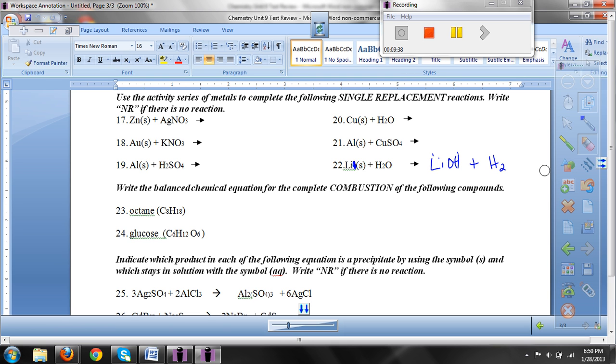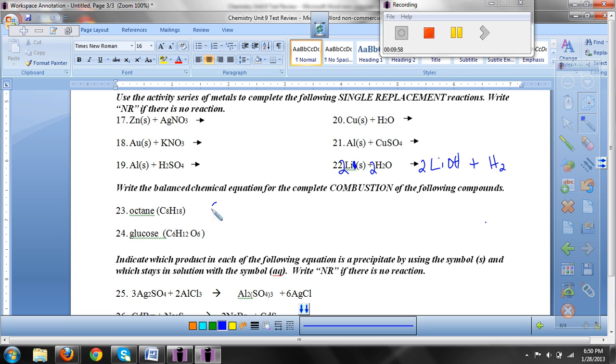Now I'm going to check it. I have 2 hydrogens, but here I have 3, so that's not good. I'm going to put a 2 there and a 2 there. And that gives me 2 oxygens, so I need a 2 here. 4 hydrogens, 2 and 2, 2 here, and 2 here is 4, so it's balanced.